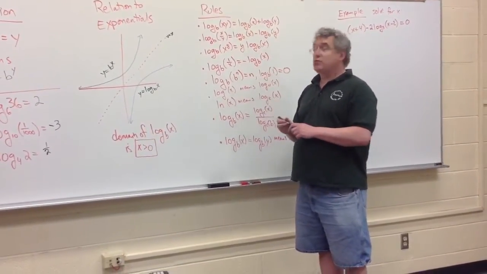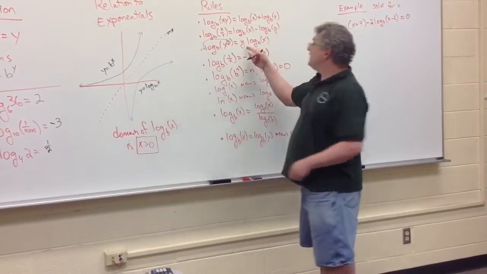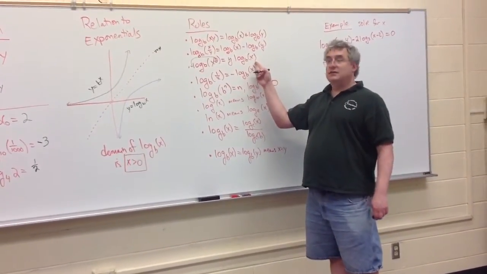Next rule, log base b of x to the y. Now this is the most important rule. Logs allow us to take this power and pull it down in front. So we get y times log base b of x. Then we get other rules.